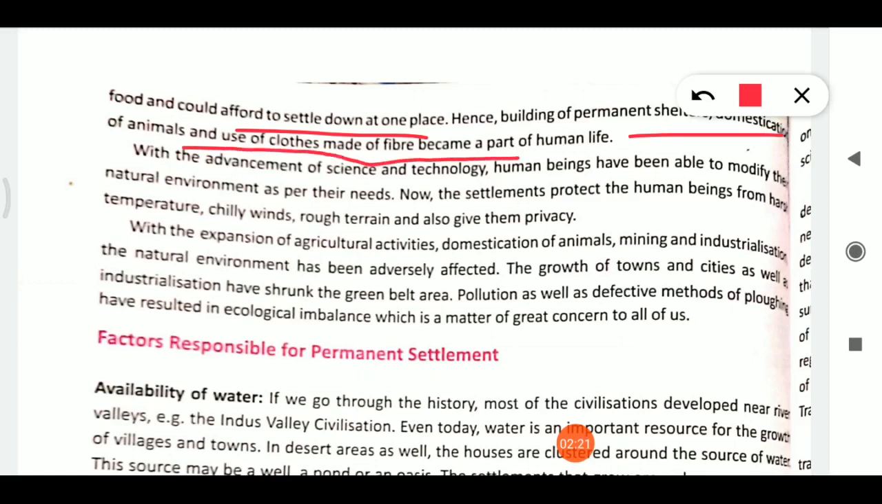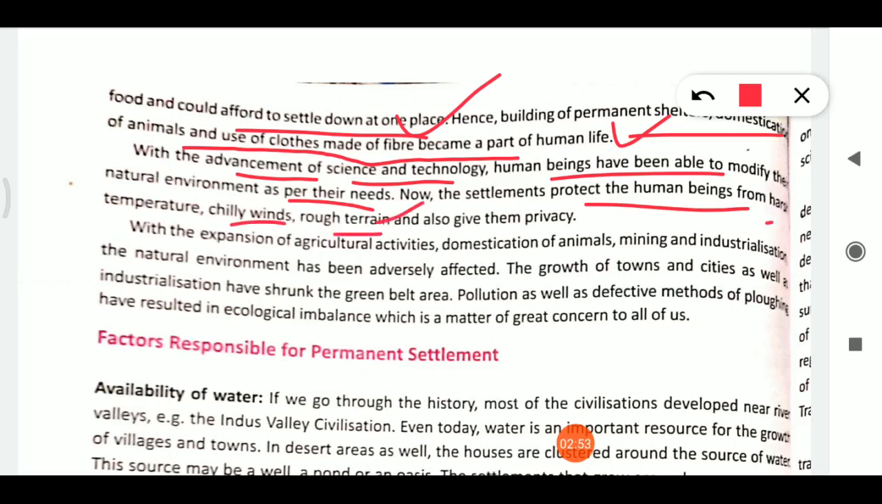Clothes were made of fiber at that time. They became a part of human life. And then after, there was advancement in science and technology. We are living in the world of science and technology, and human beings, with the advancement of science and technology, modify the natural environment as per their needs, and now the settlements protect human beings from the harsh temperature, chilly winds, rough terrain.